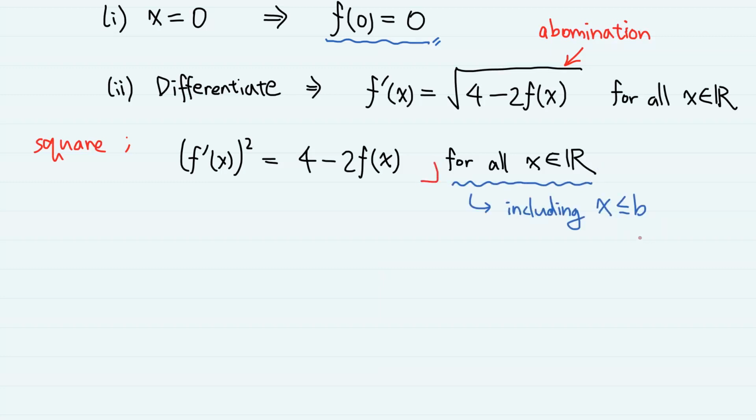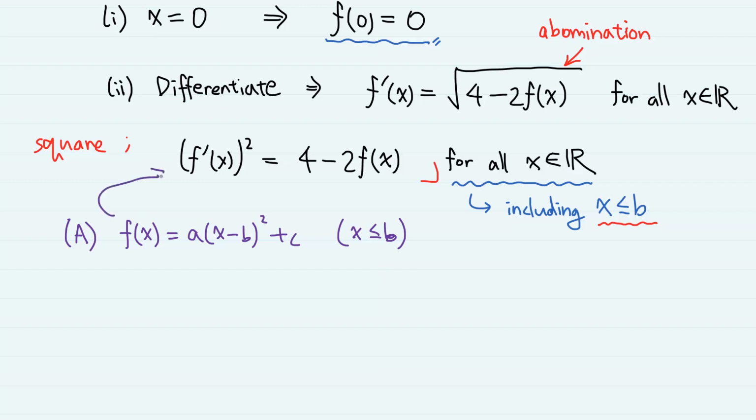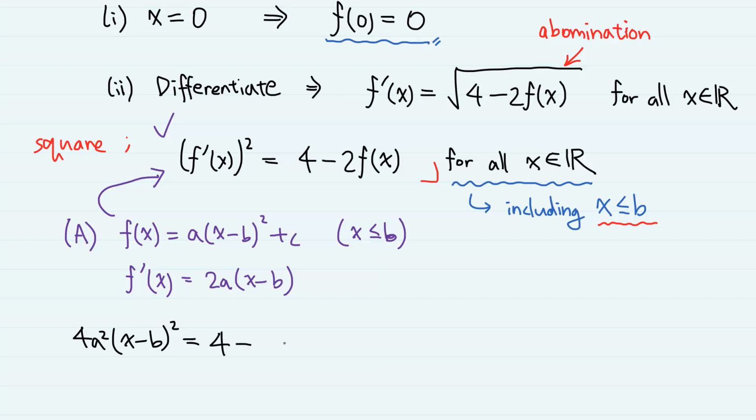That is, this equation is valid when x is less than or equal to b, which was the domain given in condition A. In that domain, f(x) is given as a quadratic function a(x minus b) squared plus c. So we can substitute this into this equation. The derivative is 2a(x minus b). So from here, we have 4a squared (x minus b) squared equals 4 minus 2f(x), so 2a(x minus b) squared minus 2c, in this domain.